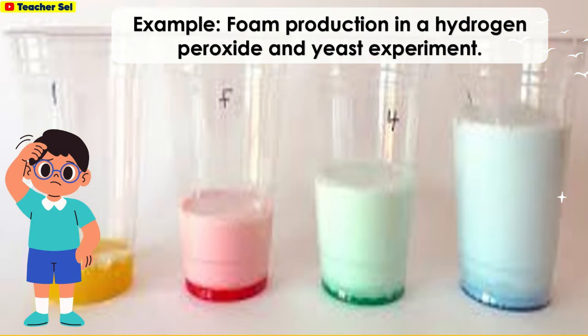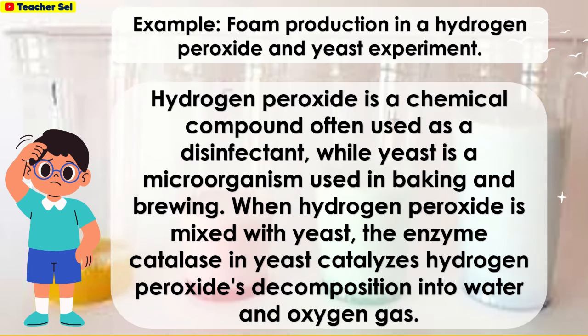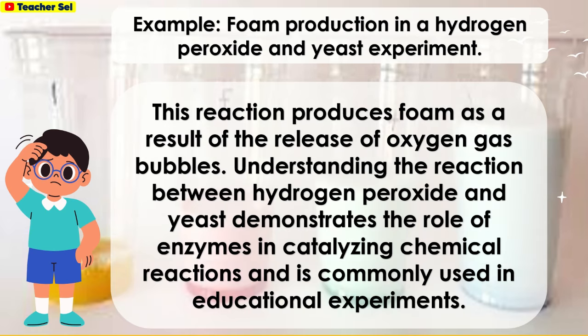Example: foam production in a hydrogen peroxide and yeast experiment. Hydrogen peroxide is a chemical compound often used as a disinfectant, while yeast is a microorganism used in baking and in brewing. When hydrogen peroxide is mixed with yeast, the enzyme catalase in yeast catalyzes hydrogen peroxide's decomposition into water and oxygen gas. This reaction produces foam as a result of the release of oxygen gas bubbles.